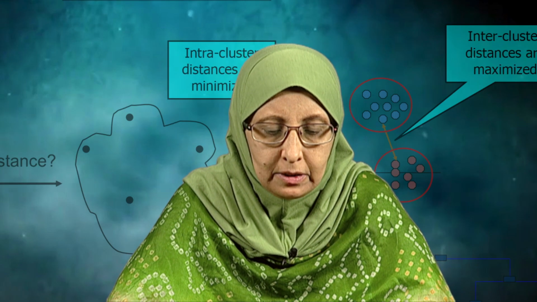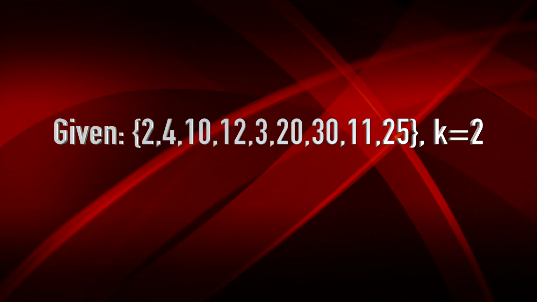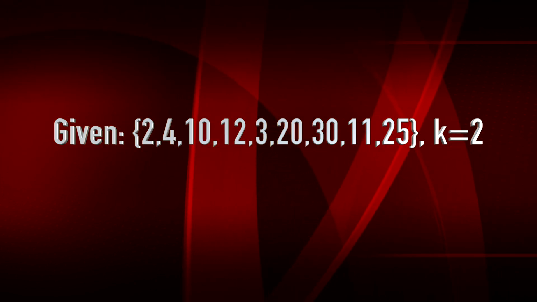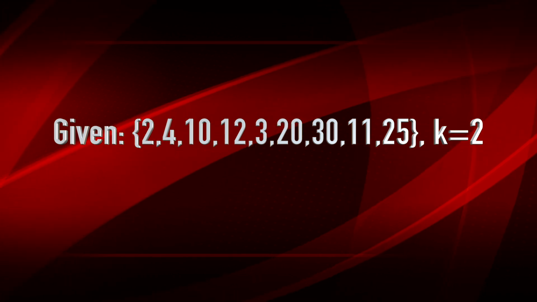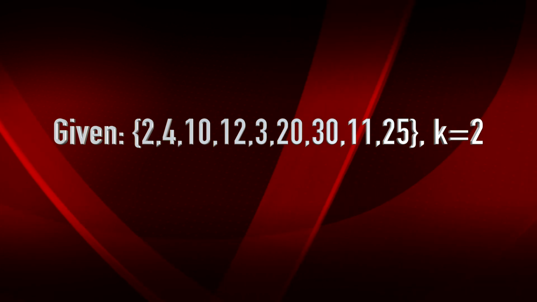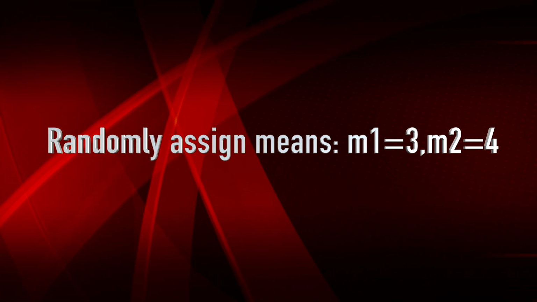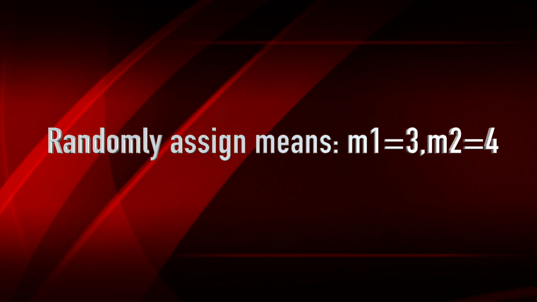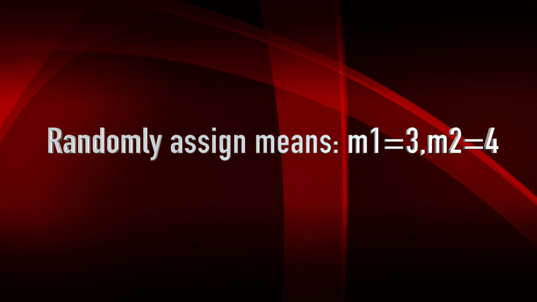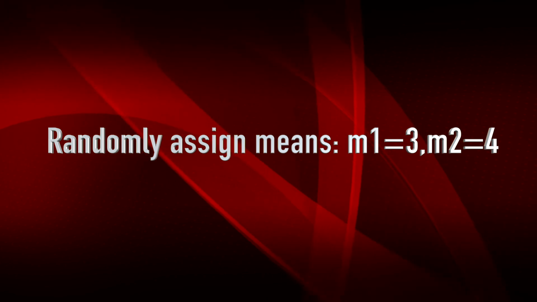You will see that we are given some data points, namely 2, 4, 10, 12, 3, 20, 30, 11 and 25. These points have to be grouped into 2 clusters because k is equal to 2. So, given are the points and the number of clusters k. Now, randomly we have to assign some means. Let us take some random values. I have chosen 2 different values 3 and 4 to be the means of the 2 clusters that I want to design. So, M1 is 3, M2 is 4.